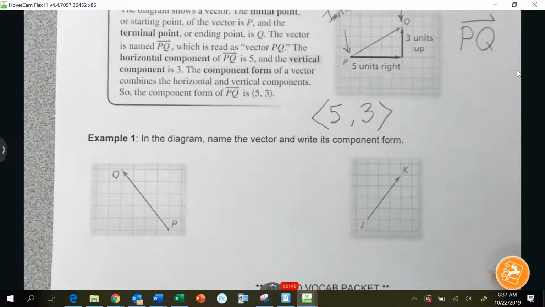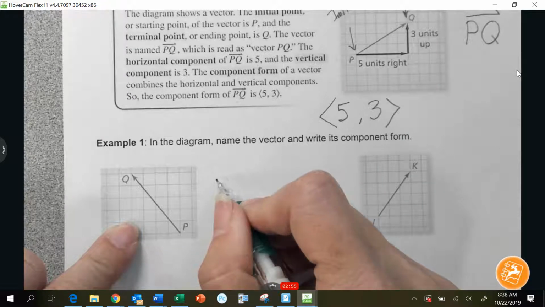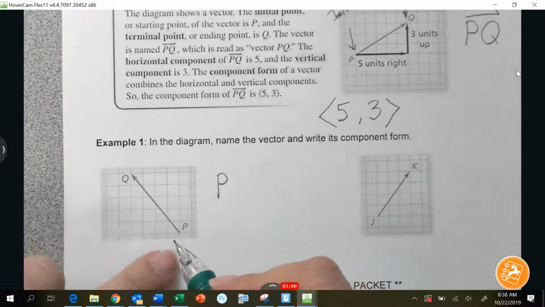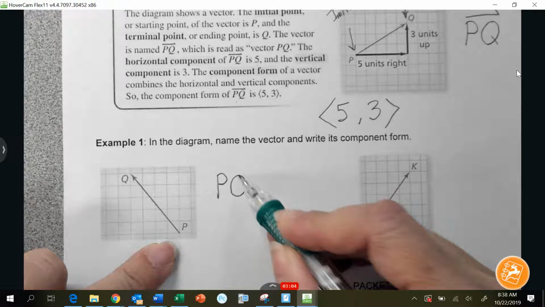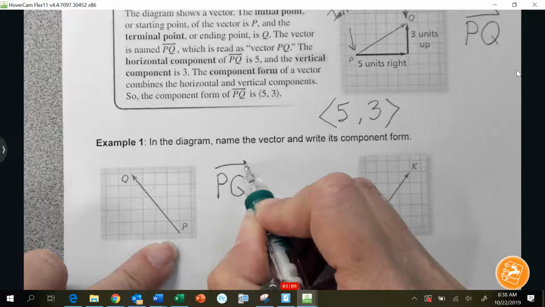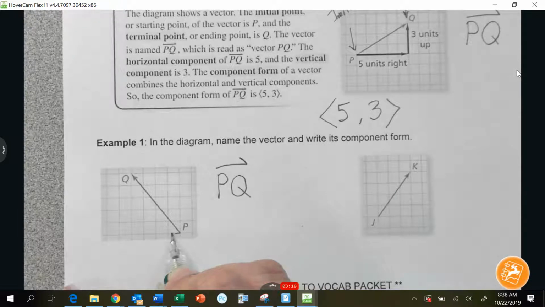So in the diagram, name the vector and write its component form. So we look right here. What is the starting point? P. How do you know? Does not have an arrow. Ryan, what's the ending point? How do I know? Because it has the arrow. Right up, we're going to put the little vector symbol. So that's naming it. And then we have to figure out the horizontal component. So I'm going to look, how far horizontally are we traveling?